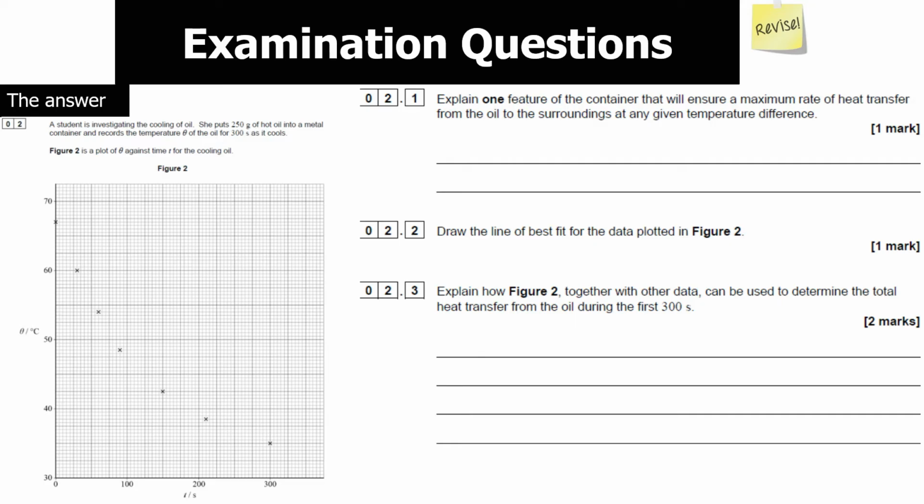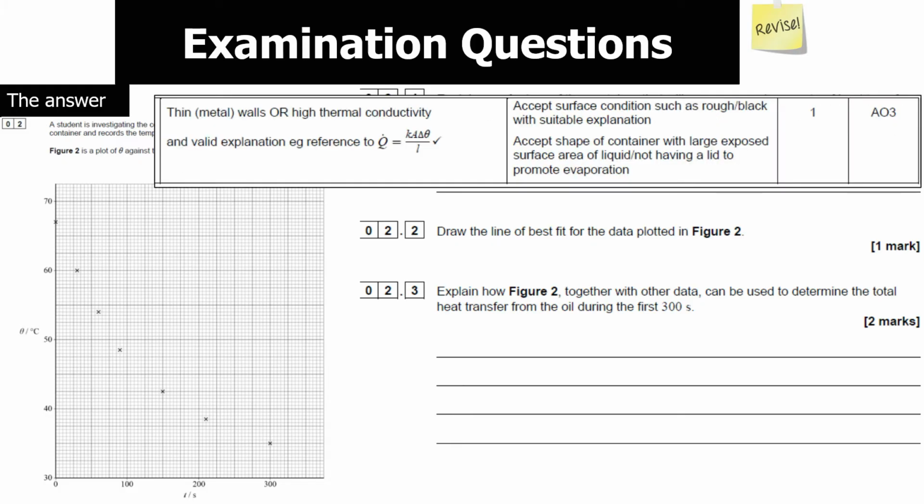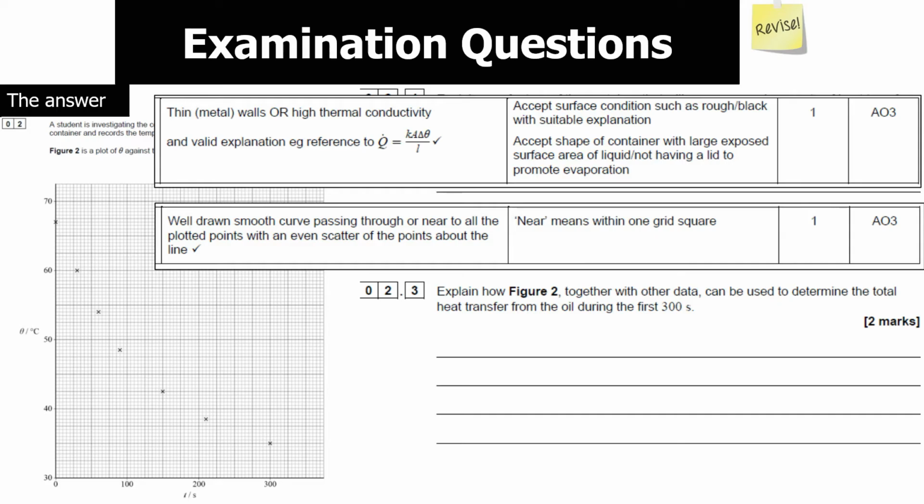Right, so how do you answer this question? Well, you've got to understand what things are required to have a high energy transfer. So either have thin metal walls or have a high thermal conductivity, and you could link it into an equation as shown here to then say how that is possible. Like we've mentioned before, it's a very common paper 3 style question to draw a line of best fit for plotted data. So again, draw a nice smooth curve passing through all the points or near all the points, with an even scatter of the points about the line.